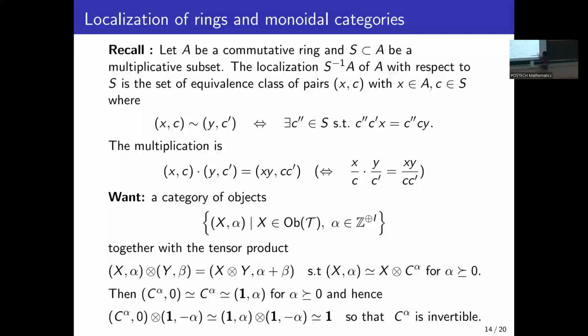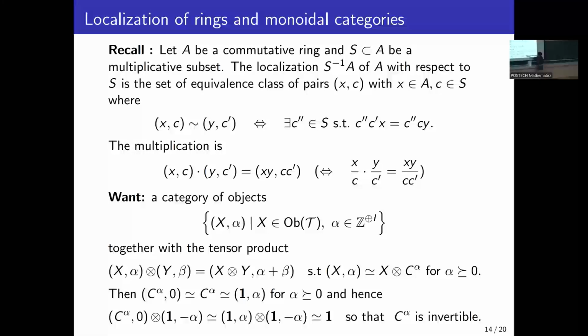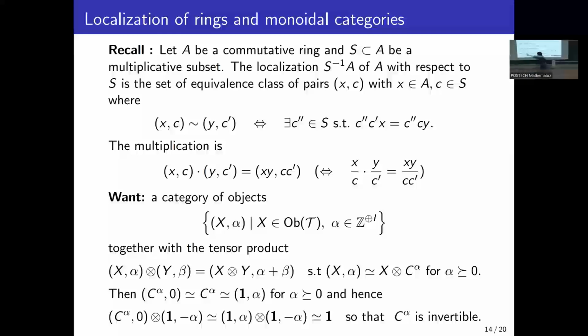But if you have this one with this property, then it's easy to see that it's C alpha comma zero. So we want to invert this object, and it is isomorphic to this one. And it's a monoidal unit with alpha, because alpha and C to the alpha.